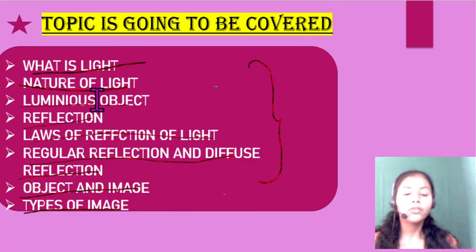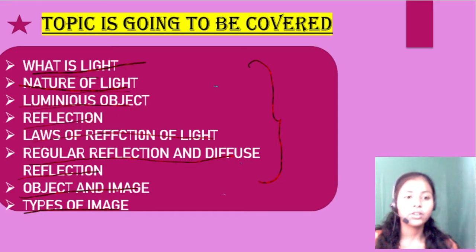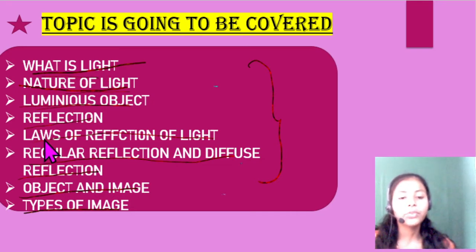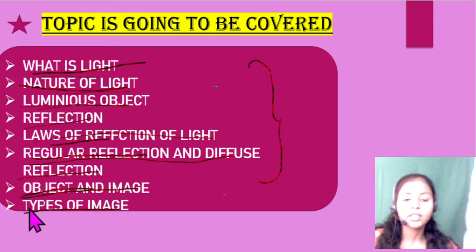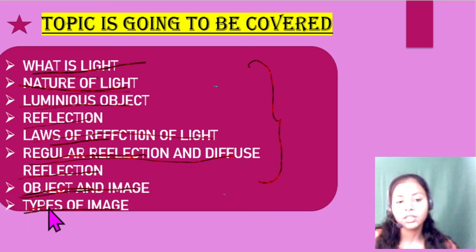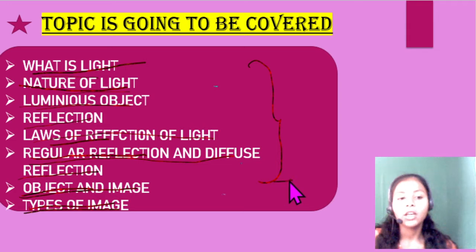First, what is light. Second one is nature of light. Third one is reflection of light, and the fourth one is reflection. Whereas the fifth one is laws of reflection of light. Sixth is regular reflection and diffuse reflection, and seventh is object and image, and types of image. So these are the topics which we are going to cover in a single lecture.